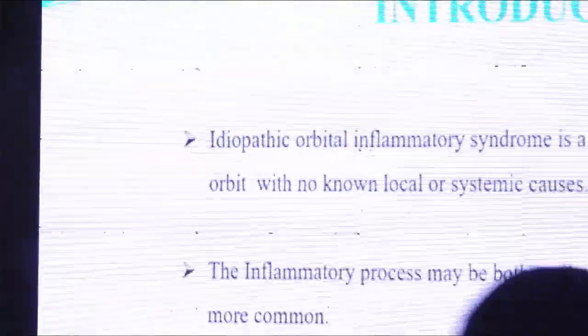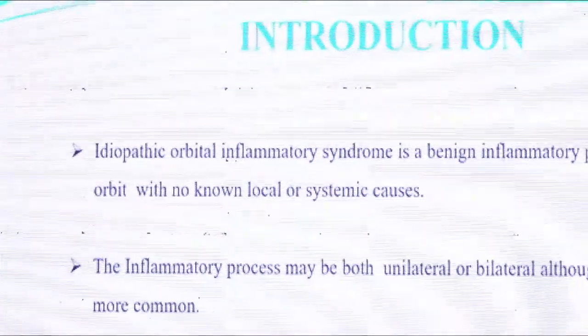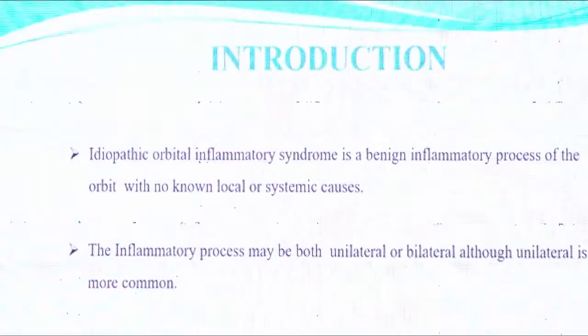Introduction part. Idiopathic orbital inflammatory syndrome is a benign inflammatory process of the orbit with no known local or systemic causes. The inflammatory process may be unilateral or bilateral, although unilateral is more common. It is a diagnosis of exclusion to rule out other causes of orbital inflammation like infection, neoplasm, systemic autoimmune conditions.